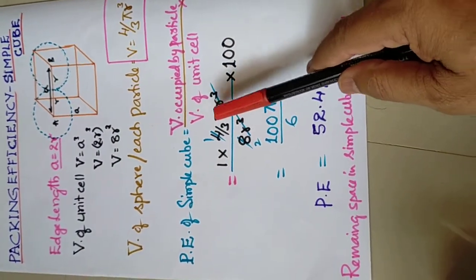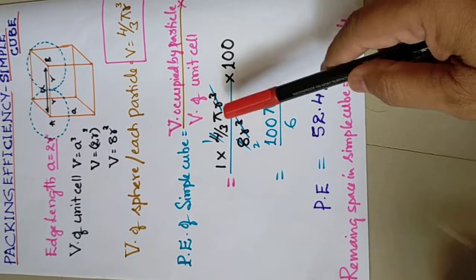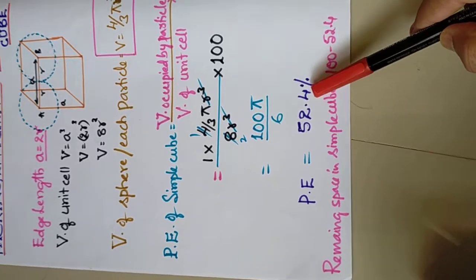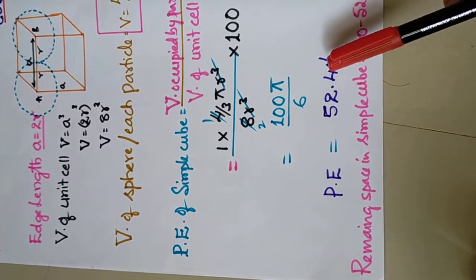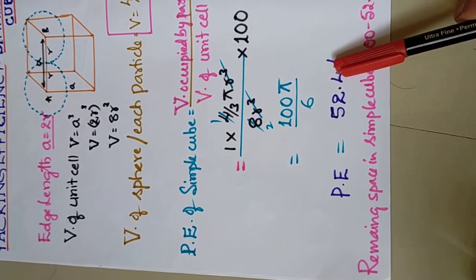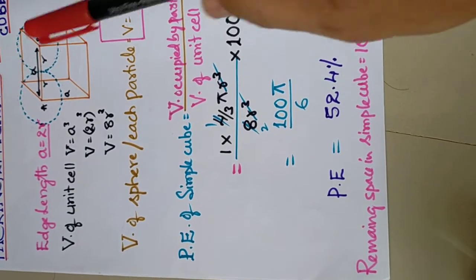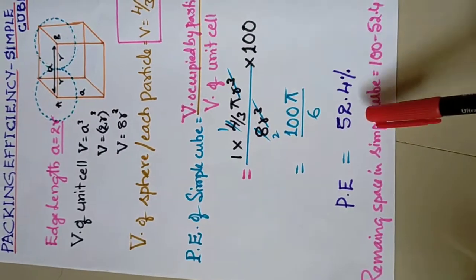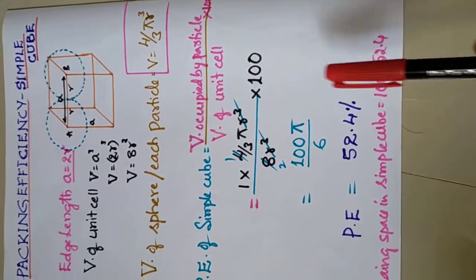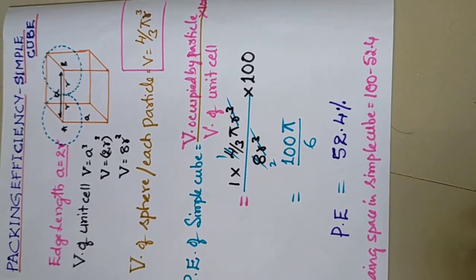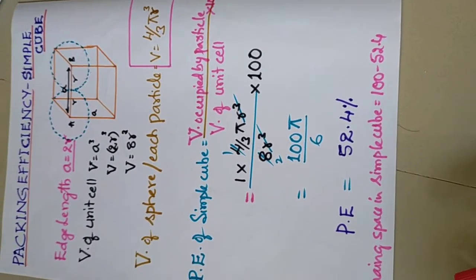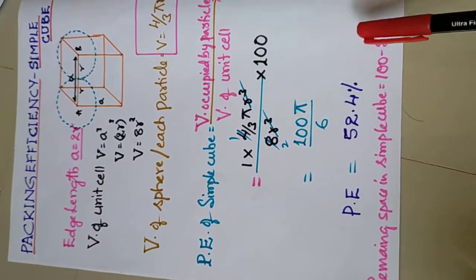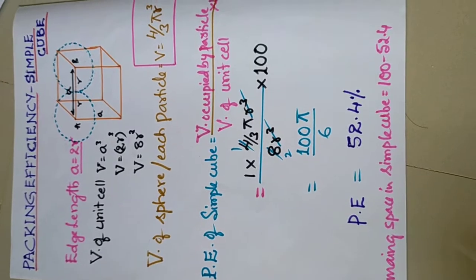r cube cancels. Again 100 into pi, and 4 ones are 4, twos are 3, twos are 6. So 100 pi by 6, that is 52.4%. So 52.4% of the space is occupied by the spheres in the simple cube. The remaining space is 100 minus 52.4, which you can easily calculate, that is 47.6. You should calculate that. So this is about the packing efficiency of the simple cube.